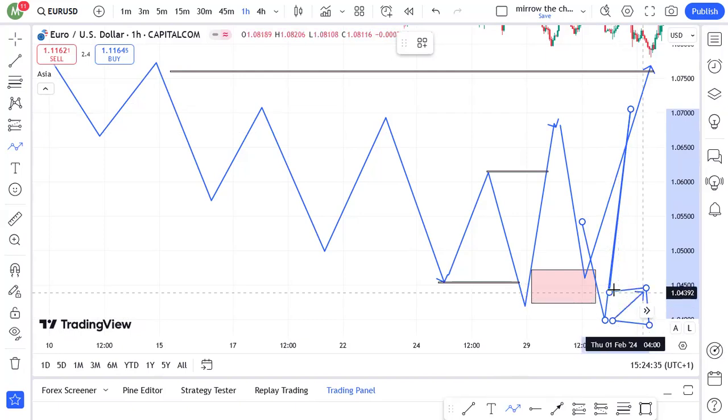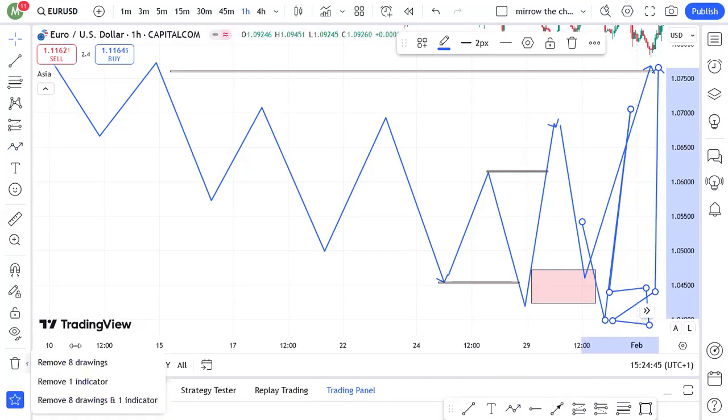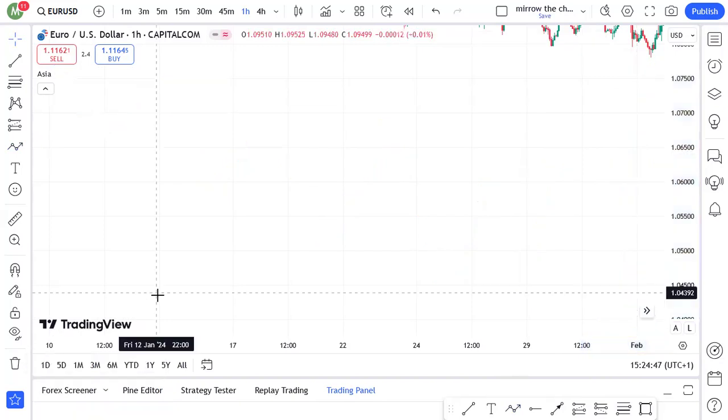You set your entry limits here for price to come here for you to continue up. As simple as that. Let's go to the chart so that you know what I'm talking about.